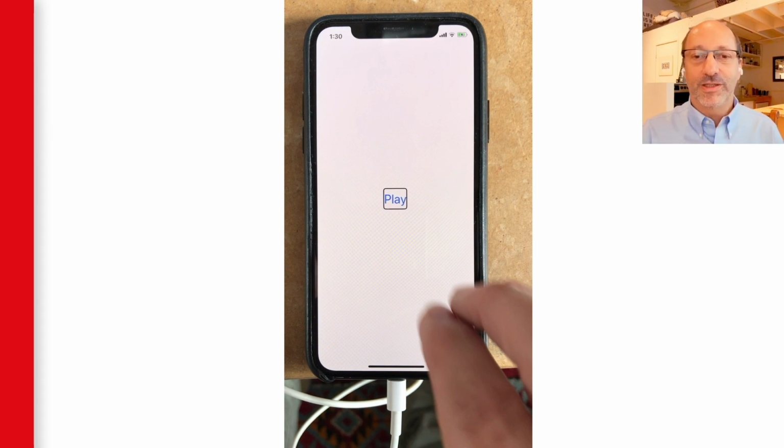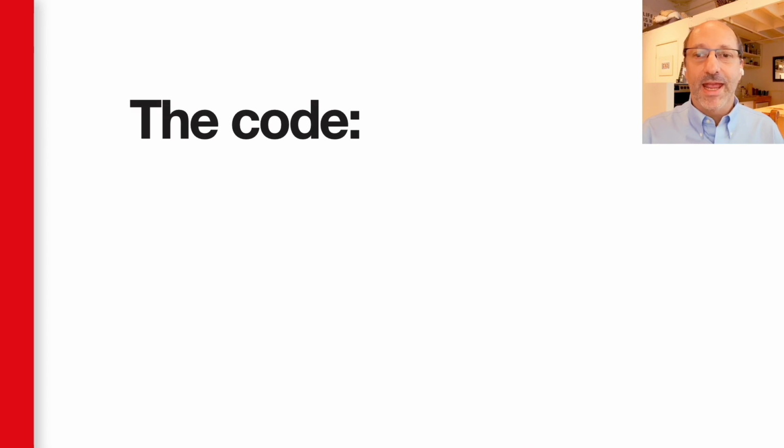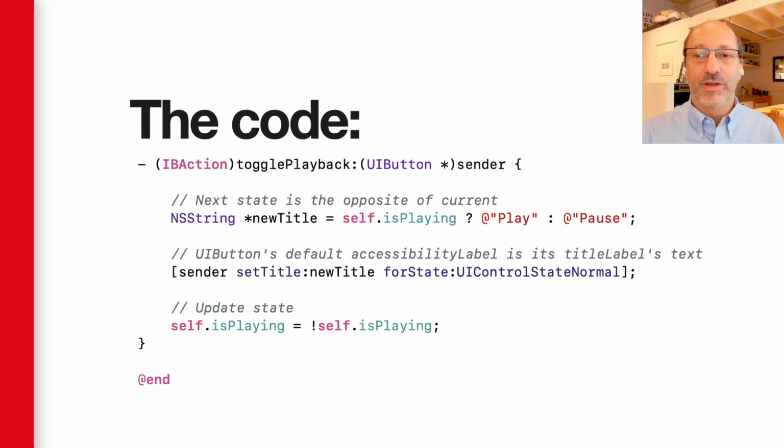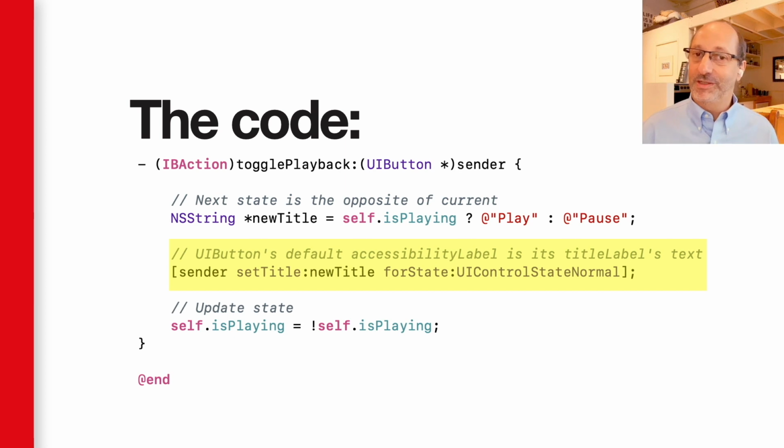So let's just look at the code here. And so what I'm going to do here is highlight the important points. So for UIButton, its default accessibility label is the title label's text. So if there's a title in your button, which is pretty common, it's just going to read that out, whatever the current state of it is, and that's how you see that it tells the user what's going on.